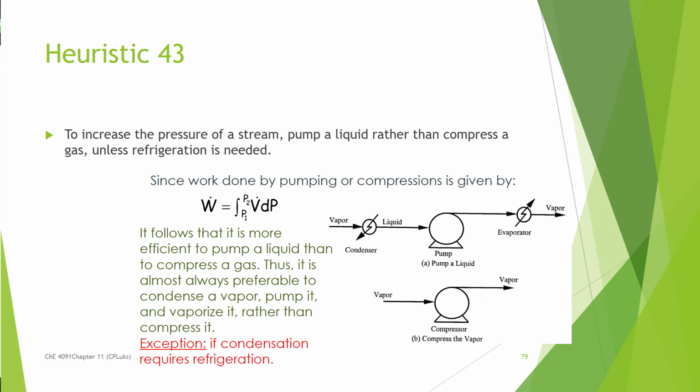Generally, if you're trying to increase the pressure of a stream, you are going to spend a lot less money pumping a liquid rather than compressing a gas. The exception is if it's going to require refrigeration in order to get that liquid. So if you have a vapor that you need to move, it is most of the time much less expensive to add a condenser and a pump for a liquid, and then you can evaporate it again back to the gas phase if necessary. That is typically less expensive than just doing a compressor for a vapor.